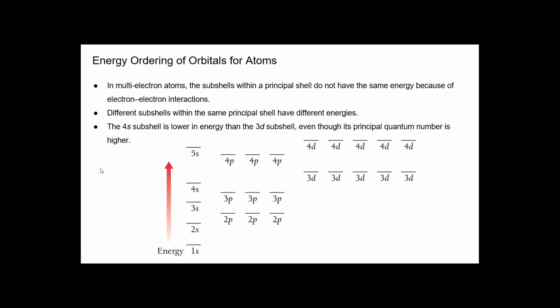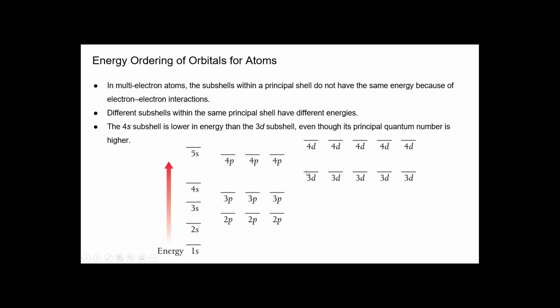Okay, so if we do a diagram, this is another way of showing the energy. In multi-electron atoms, the subshells within a principal shell do not have the same energy because of electron-electron interactions. So if you take a look here, 3s is not equivalent to 3p, and 2s is not equivalent to 2p. Because of electron-electron interactions, they're not all level. When you see a 3, that doesn't mean they're all going to be level. In fact, 3d is all the way over here, and 4d is all the way up here. If you notice, 4s is lower in energy than 3d.